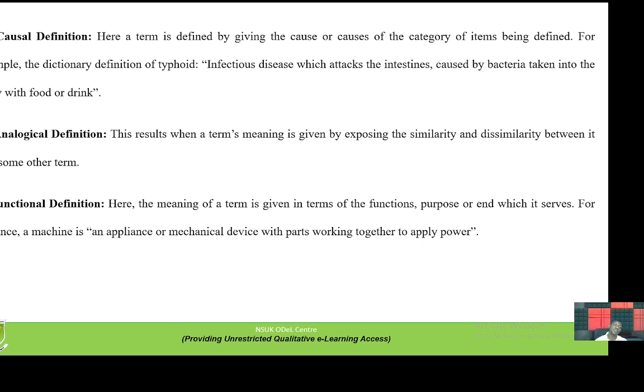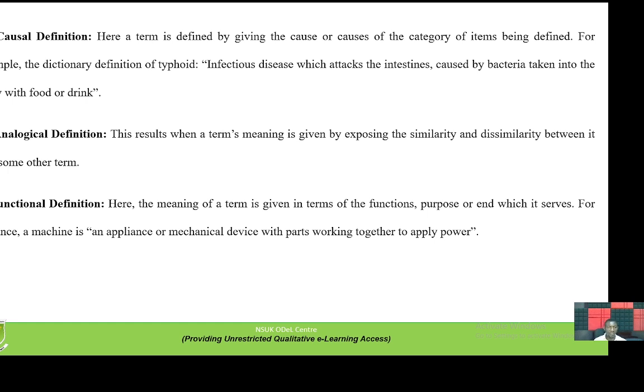The fourth one is analogical definition. This results when a term's meaning is given by exposing the similarity and dissimilarity between it and some other term. So when you compare terms by giving the similarities and dissimilarities between that term and other ones, you are providing what we call analogical definition.